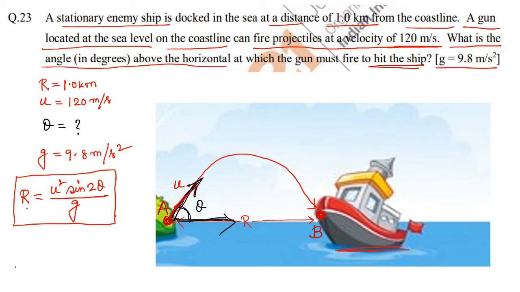So R is equal u square sine 2 theta by g, and from here we can write sine 2 theta equal g R by u square. So from here you can see that we know g, we know R, we know u. So we can calculate sine 2 theta, and from that we can calculate 2 theta, and from there we can calculate this theta, which we need. So let's do that.